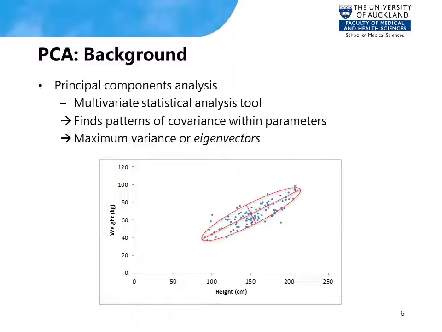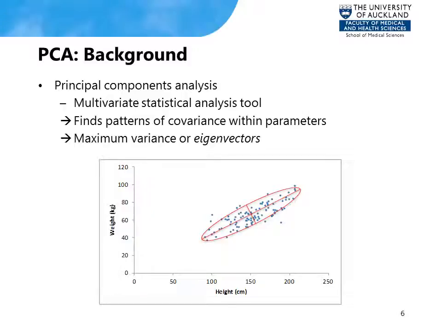To analyze the shape parameters, we mainly use principal component analysis, or PCA. This statistical tool finds patterns of variation within the shape parameters by maximizing the directions of variance. Let's look at an example.